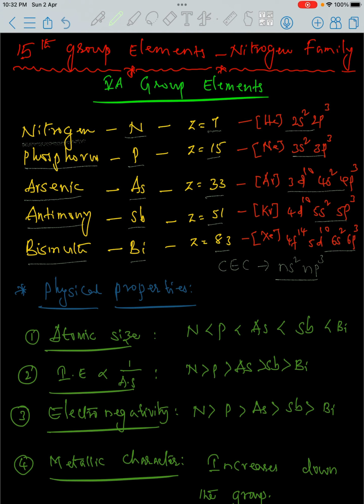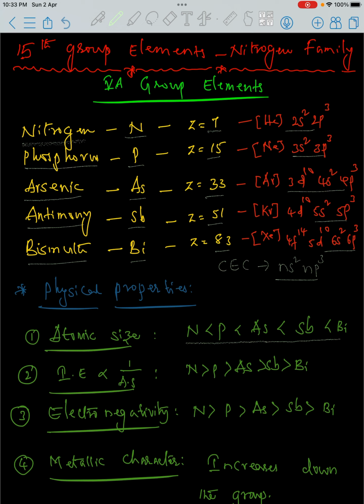Physical properties, let us discuss. First one is atomic size. Atomic size of 15th group elements increases from top to bottom. That's why the order is nitrogen is less than phosphorus, which is less than arsenic, which is less than stibium, and that is less than bismuth. So this is the atomic radius order of 15th group elements.